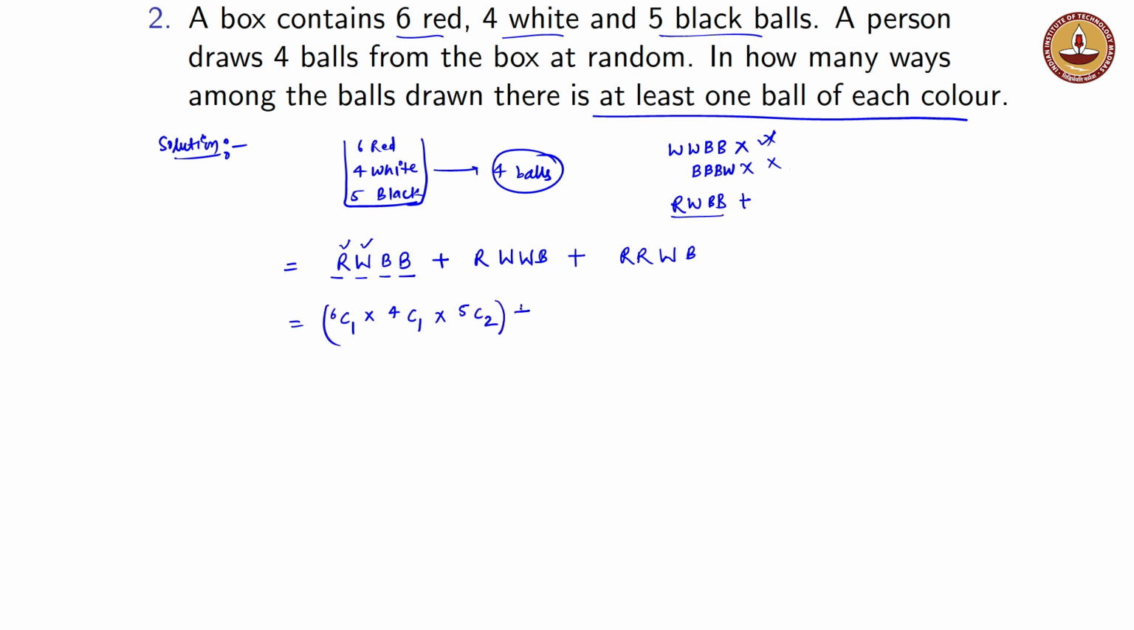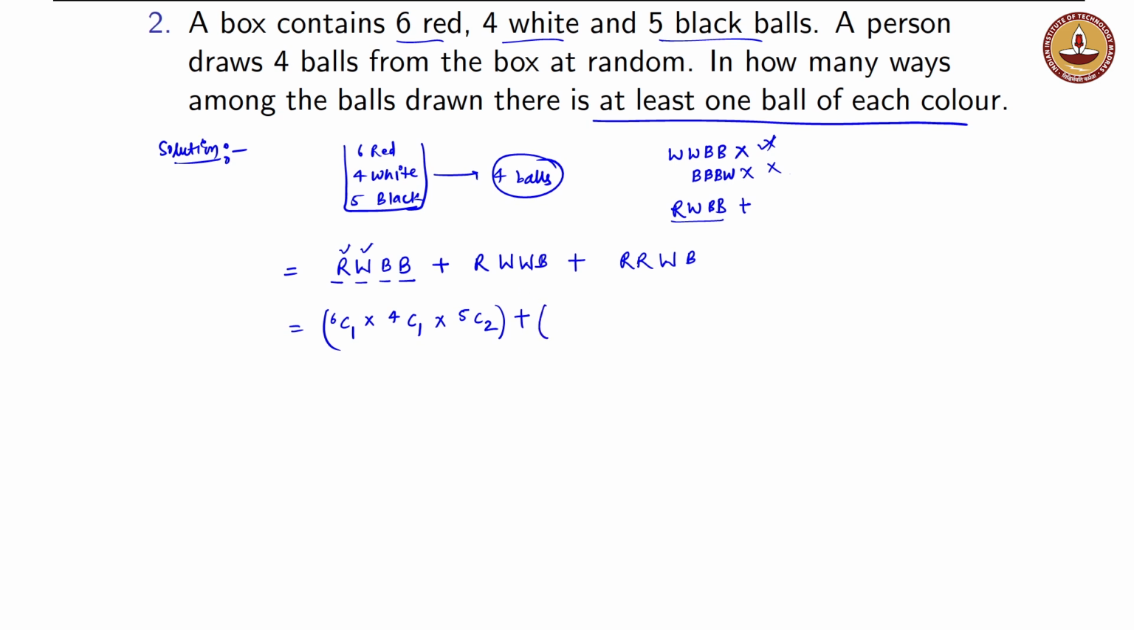Plus for this part, again I have to choose one red ball, so it will be 6C1, times two white balls, it will be 4C2, times one black ball, it will be 5C1, plus two red balls, so it will be 6C2. I can choose two red balls out of six.